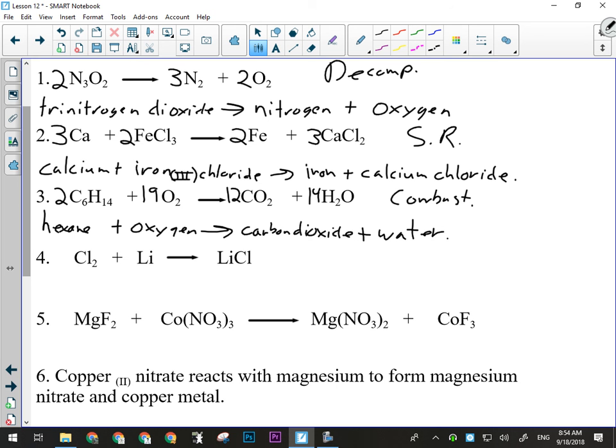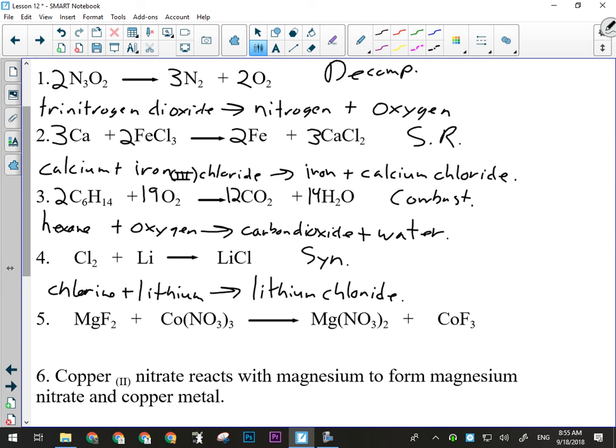So for number 4, we've got the element chlorine reacting with lithium to produce a single compound, lithium chloride. So this would be a synthesis reaction. Like we said, chlorine plus lithium gives us lithium chloride. All right, and then we need to balance.